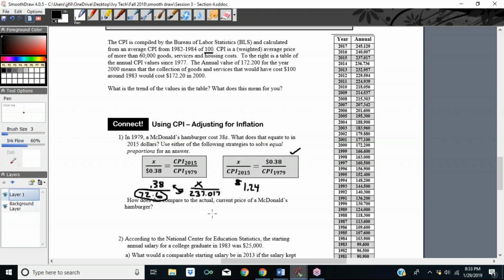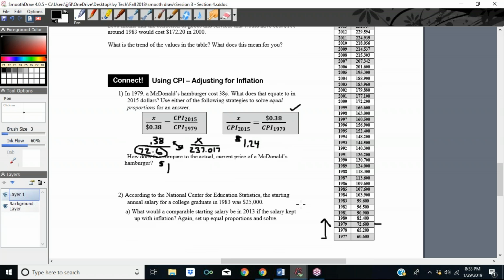So it says, how does this compare to the actual current price of a McDonald's hamburger? The price we just found would be the price calculated with inflation. The actual price is probably, what, $1 off the dollar menu? So the calculated price is a little bit more than the actual price. That's a good thing because if the inflationary price is higher than the actual price, then that's good for the consumer, because we're paying less than we would have if the price kept up with inflation.